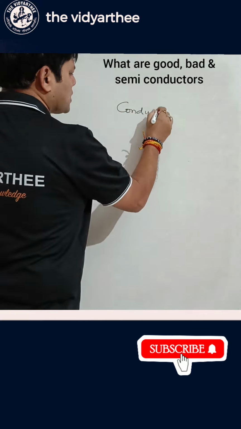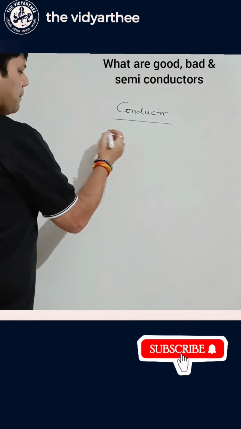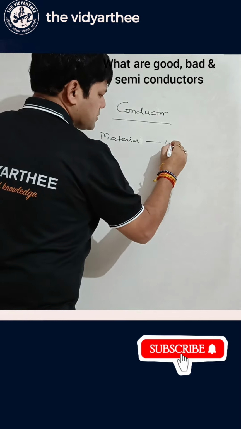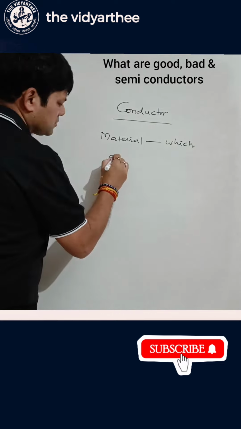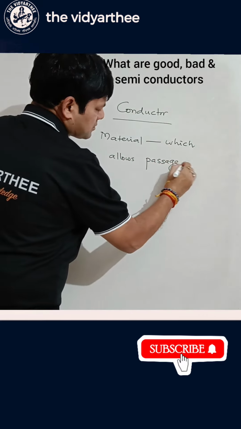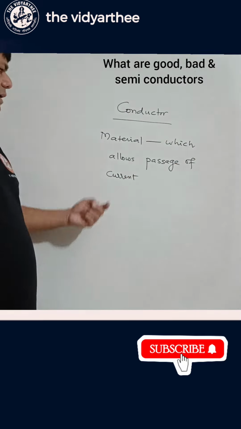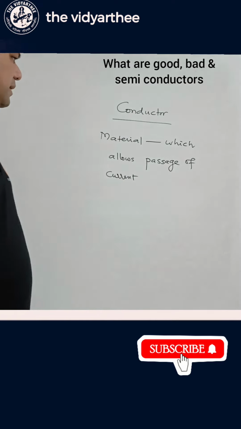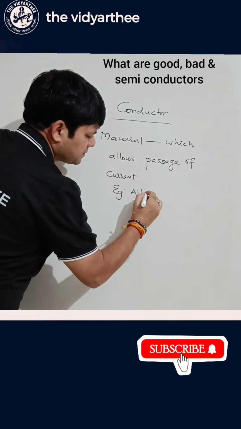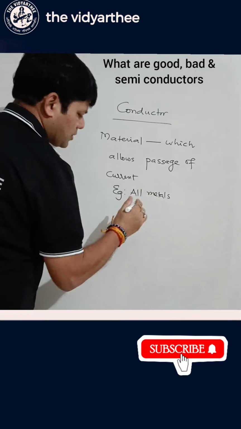If somebody is asking you what is a conductor, you can say conductor is a material which allows passage of current. Now let me tell you, if a material is allowing the passage of current, it is a conductor. Example, you have seen all metals are good conductors, right? All metals are good conductors.